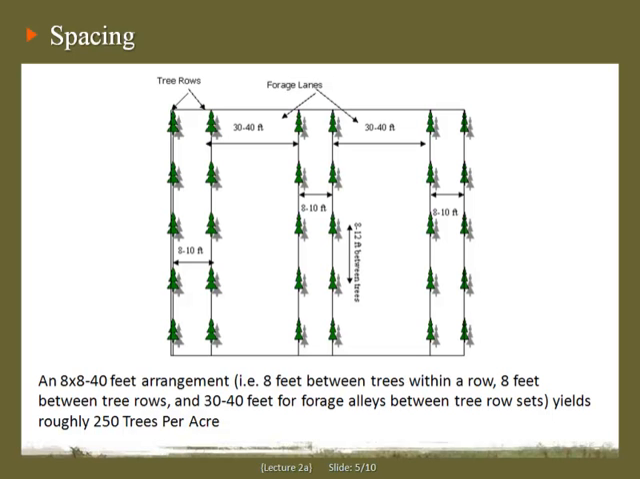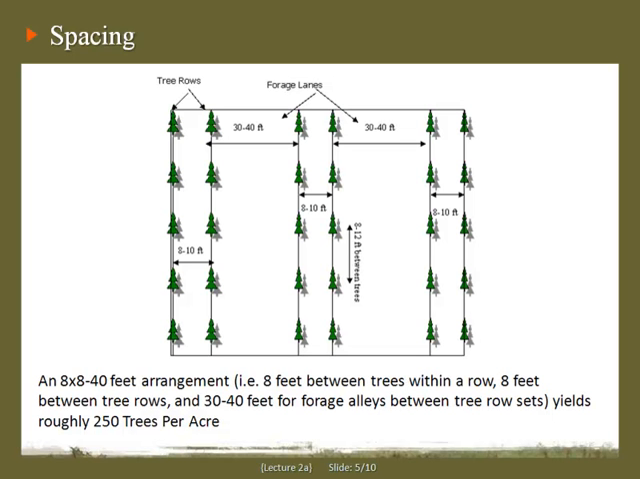Silvopastures involve spacing trees that allow both forage and timber to thrive. The diagram shows an 8x8 tree spacing between trees and between rows, with 40-foot forage alleys between the pairs of tree rows. This arrangement yields roughly 250 trees per acre. In studies, double rows on an 8x8x40 or 4x8x40 foot spacing have yielded more wood than other planting arrangements.